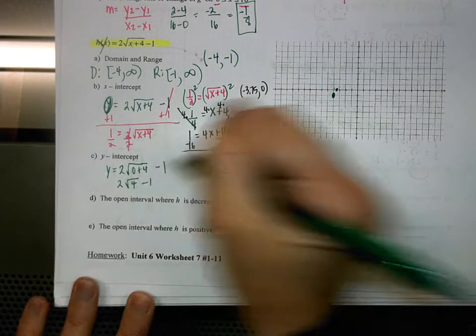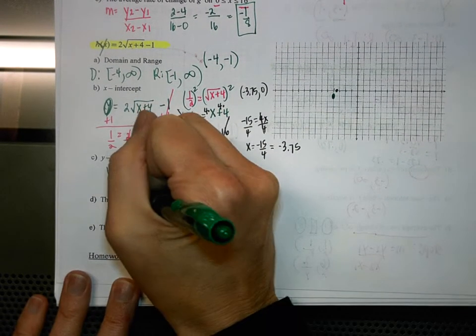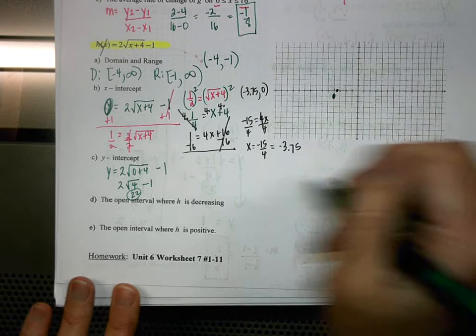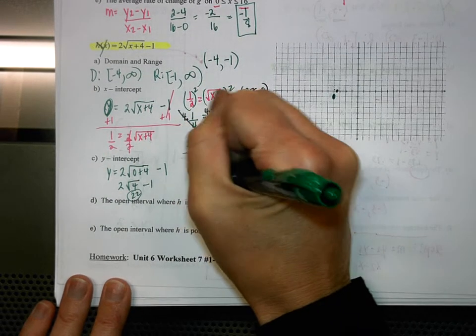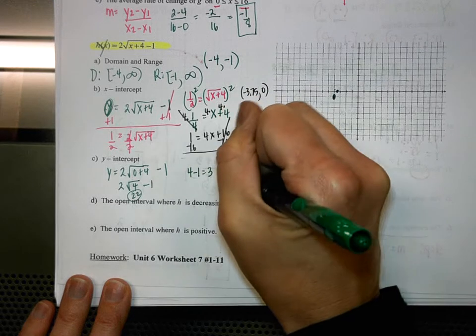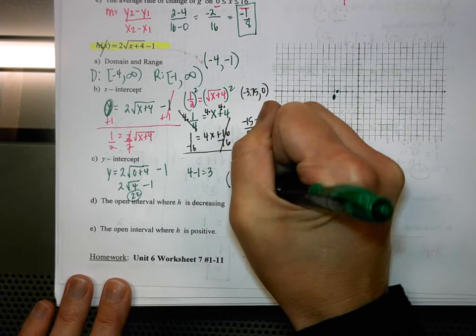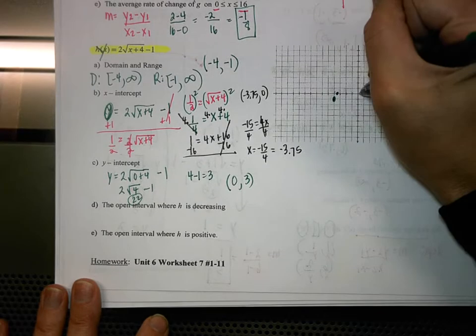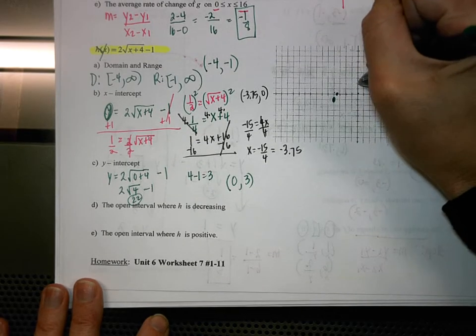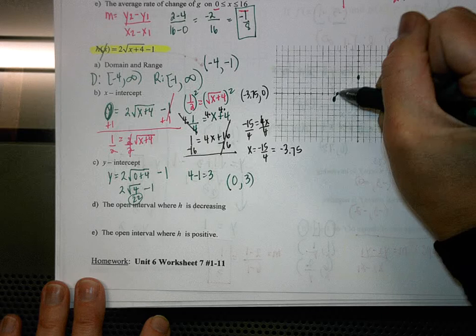The square root of 4 breaks down to 2 and 2, so you have a pair of 2's. So the pair of 2's comes out with a 2, and we get 2 times 2, which is 4, and then 4 minus 1 equals 3. So my y-intercept is 0, 3. So 0 on the x, up 1, 2, 3 on the y, and so my curve looks like that.